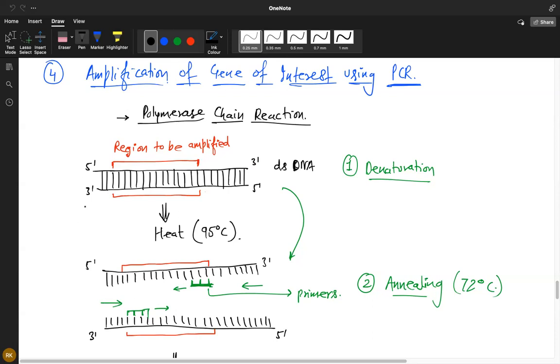PCR stands for polymerase chain reaction. In this reaction, multiple copies of a gene or DNA are synthesized in vitro using two sets of primers. There are three steps: denaturation, annealing, and extension. Right, correct. And how do we basically achieve this amplification? What happens in these three steps?